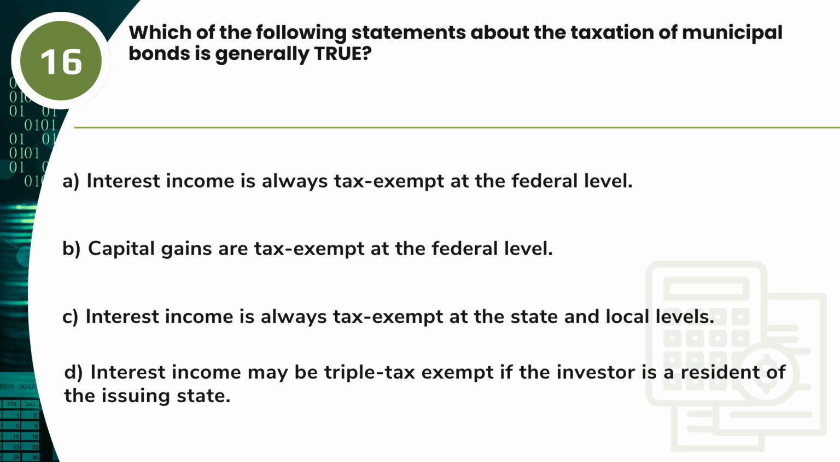Question 16. Which of the following statements about the taxation of municipal bonds is generally true? A. Interest income is always tax-exempt at the federal level. B. Capital gains are tax-exempt at the federal level. C. Interest income is always tax-exempt at the state and local levels. D. Interest income may be triple tax-exempt if the investor is a resident of the issuing state.